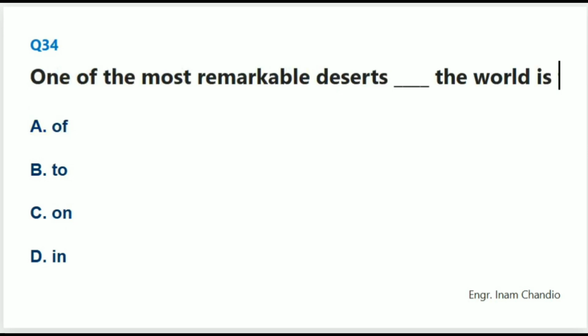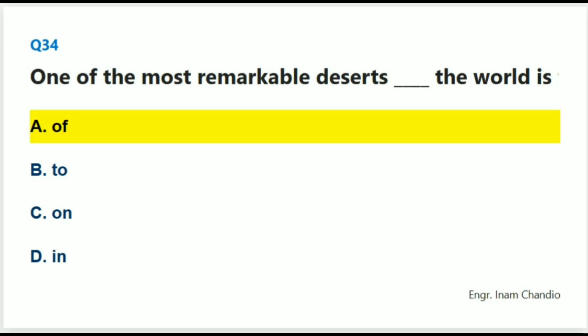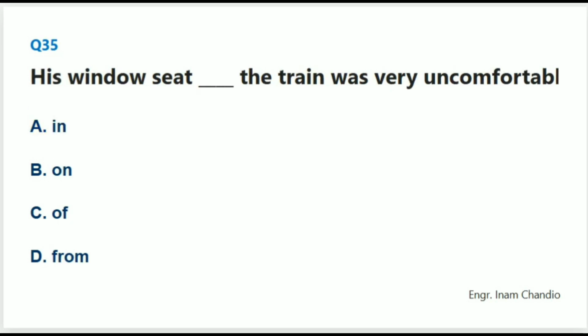One of the most remarkable deserts underscore underscore underscore underscore the world is the Sahara Desert. The correct answer is A. Of. His window seat underscore underscore underscore underscore the train was very uncomfortable. The correct answer is B. On.